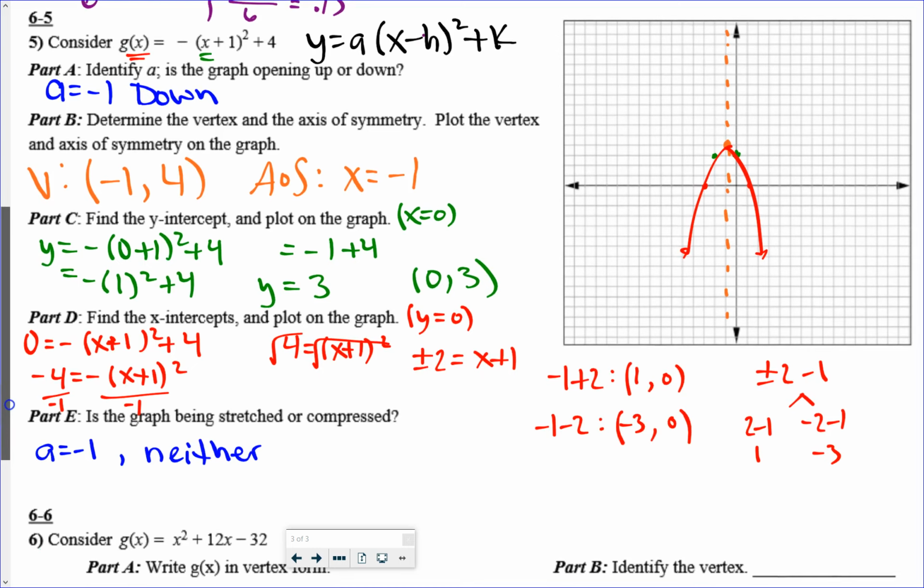Ready for 6-6? So again, 6-5 is going to help you with part 5 on your project, okay? The only thing on your project that's not on this is your domain. Domain and range. Your domain, guys, is always all real. Your range is attached to your vertex. So here, my vertex, range means y, I'm looking at the 4. Is the entire parabola above or below that y of 4?